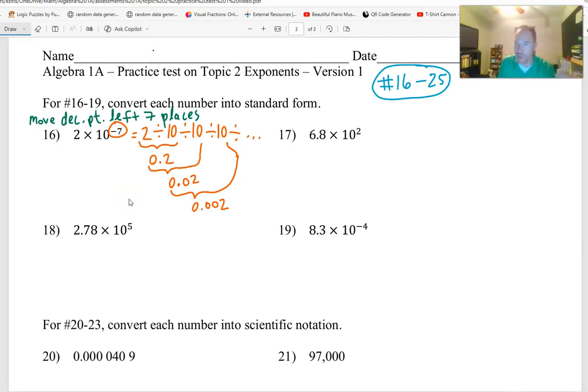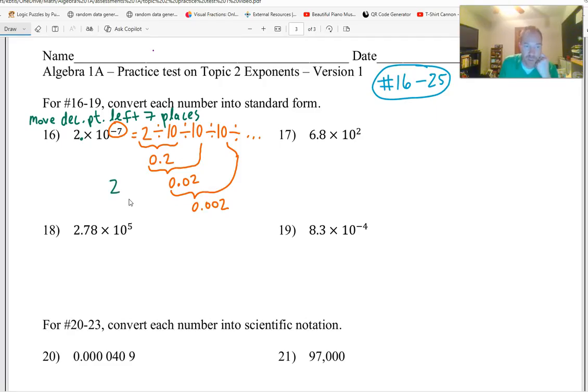Every time you divide by 10, the decimal point moves to the left 1 place. We're dividing by 10 7 times, so move the decimal point 7 places to the left. The decimal point really starts right there. That's one thing you've got to remember with a whole number. So the decimal point is starting here. Every time I divide by 10, it moves left 1 place. So divide by 10 once, and it moves to the left of the 2.